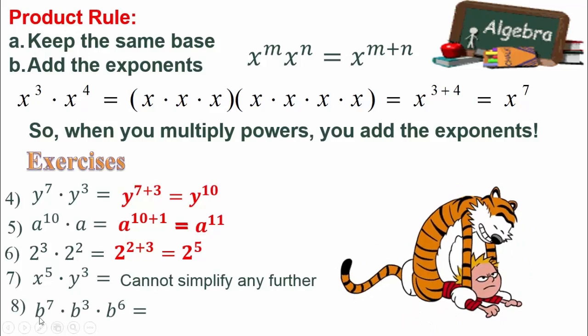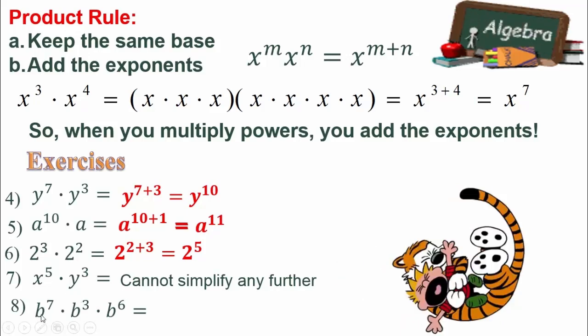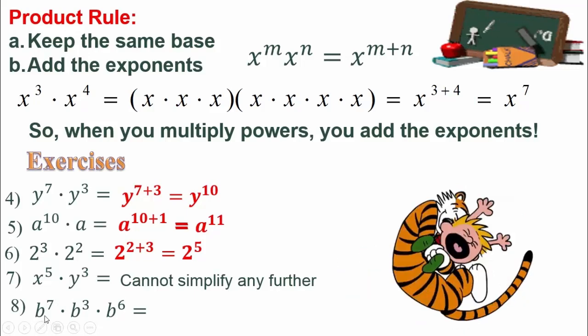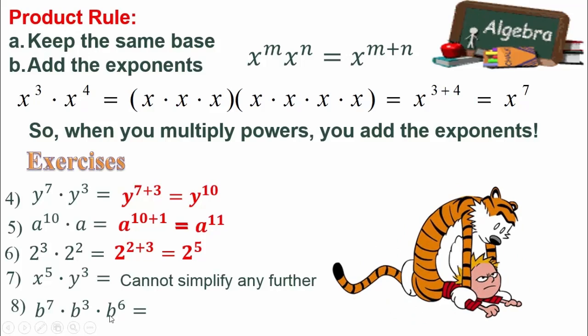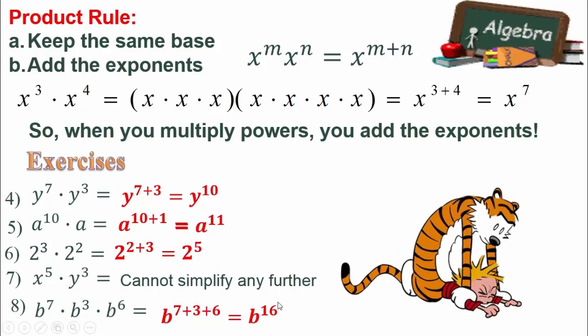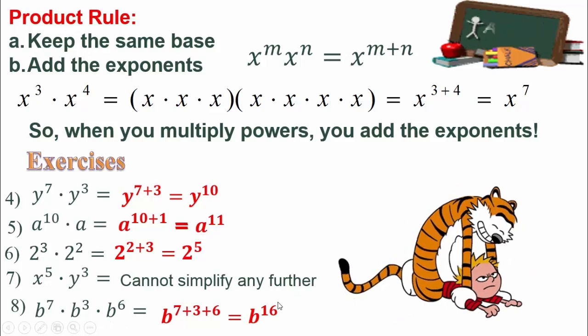Number 8, well, here we have not just 2, we have 3 bases that are the same. So that will mean that we add up 7 plus 3 plus 6, because we have the 3 bases are exactly the same, so that means we get b to the 16.